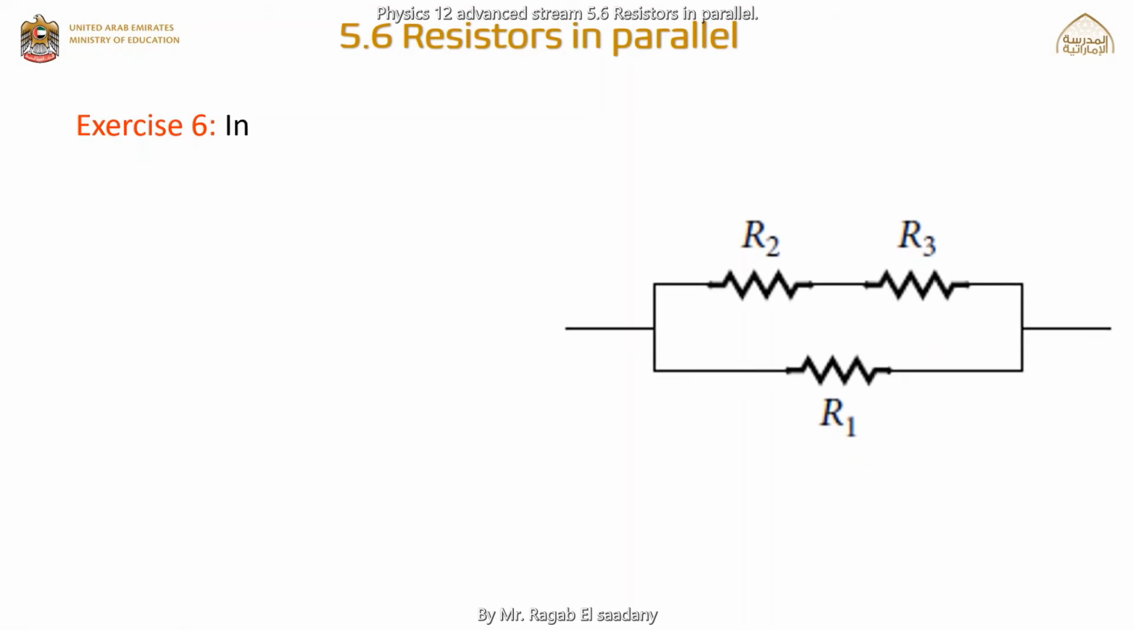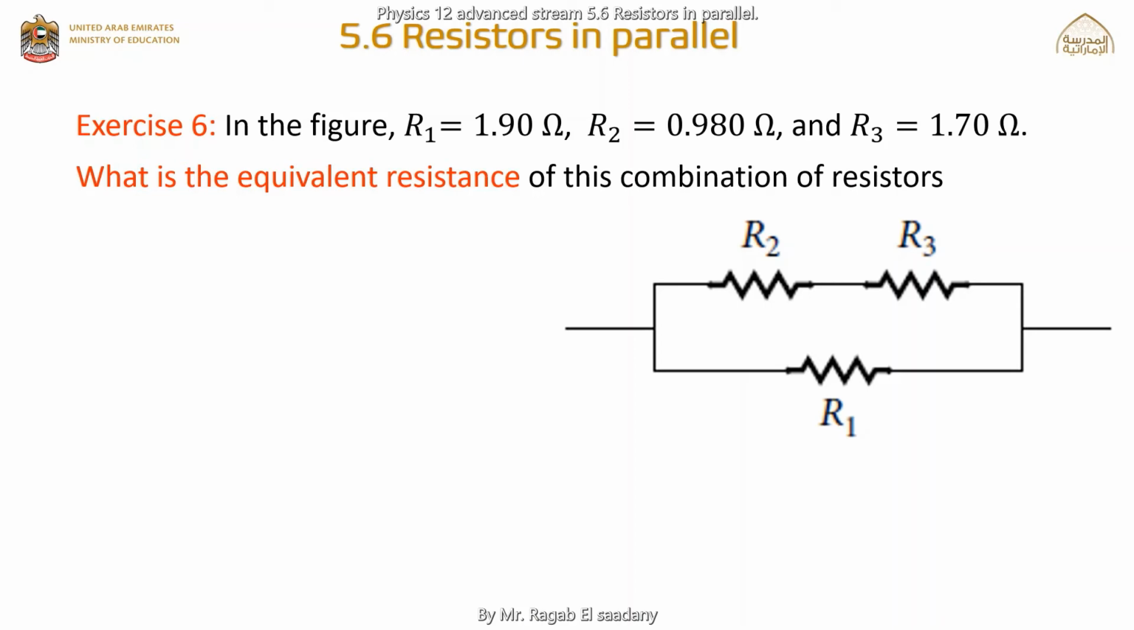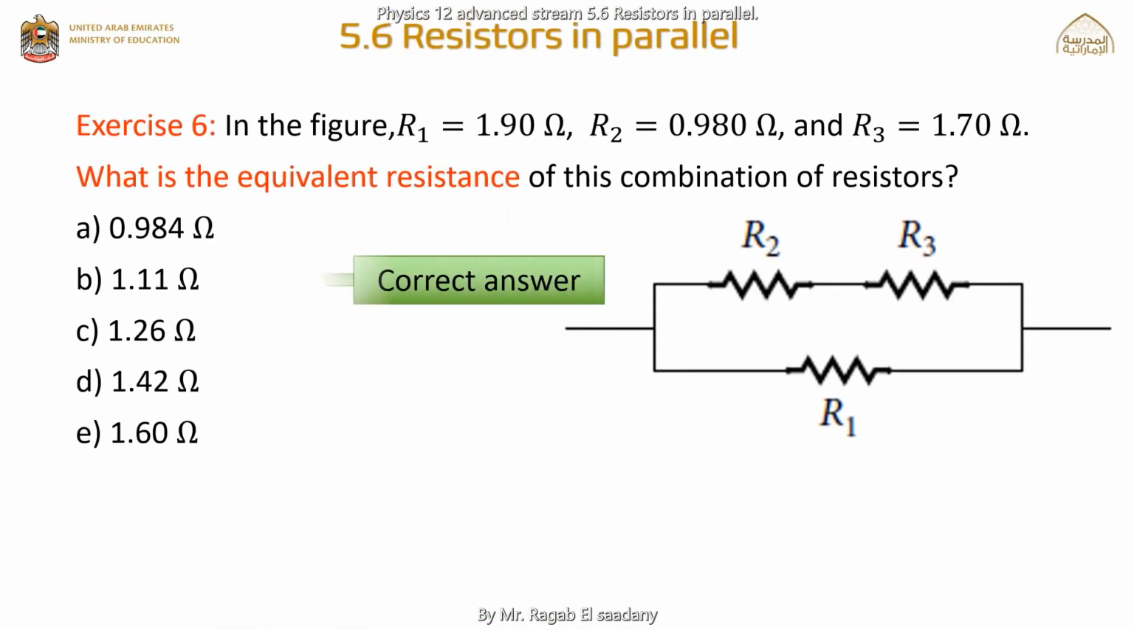Exercise 6. In the figure, R1 equals 1.90 ohms, R2 equals 0.980 ohms, and R3 equals 1.70 ohms. What is the equivalent resistance of this combination of resistors? A. 0.984 ohms, B. 1.11 ohms, C. 1.26 ohms, D. 1.42 ohms, or E. 1.6 ohms. The correct answer is 1.1 ohms.